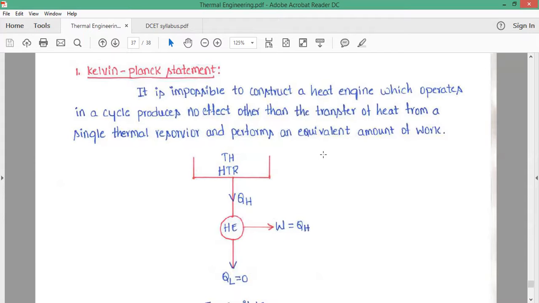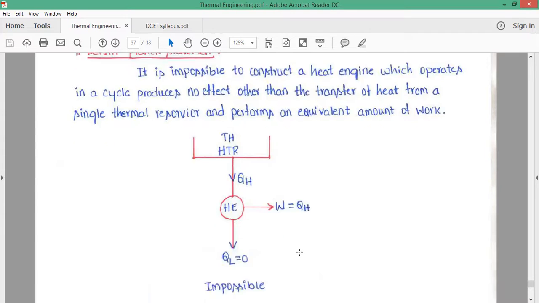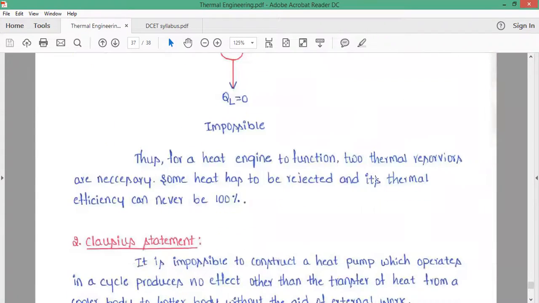But the Kelvin Planck statement states that it is impossible to construct any heat engine which receives QH amount of heat from a high temperature reservoir and performs an equivalent amount of work without rejecting any amount of heat energy to its surroundings. This is highly impossible. If this happens, then the efficiency will be 100%. Input is equal to output here. Input is QH and output is also equal to QH. Then efficiency is 100%. This is impossible.